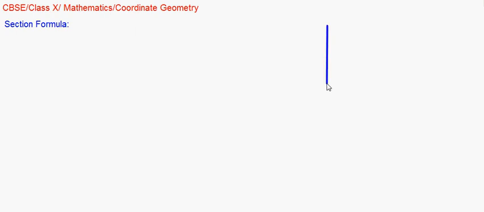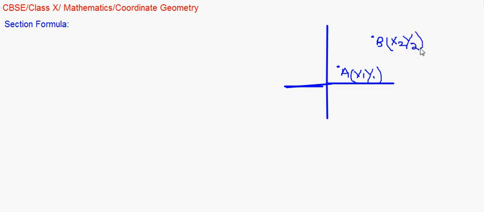I draw a small Cartesian plane. Suppose the coordinates of two points are given, maybe A and B. A is given by the coordinates x1, y1, and B is given by, suppose, x2, y2. Let me join the points to make a line.